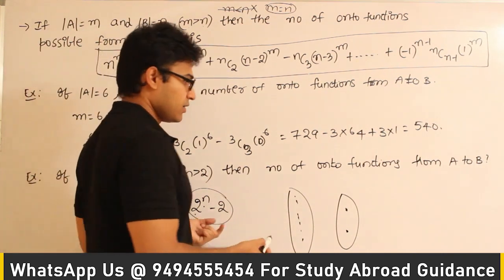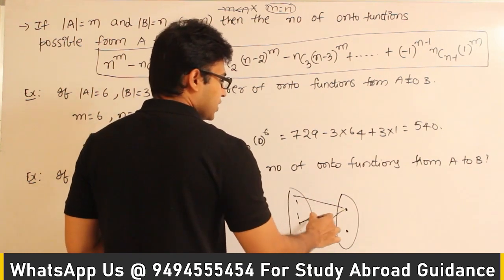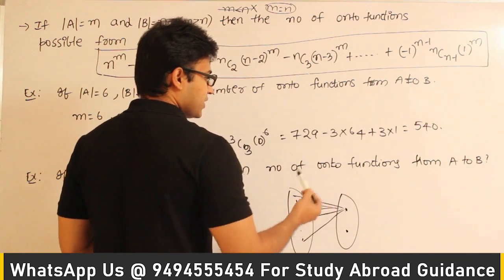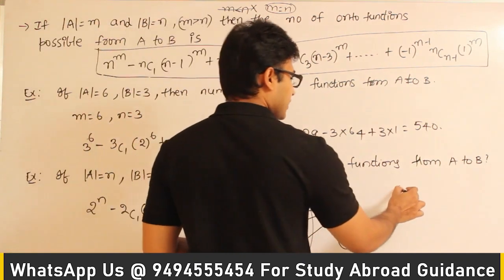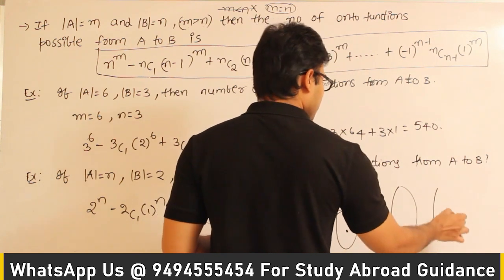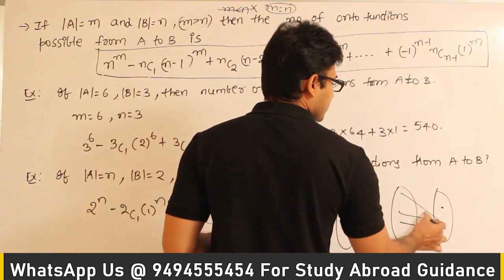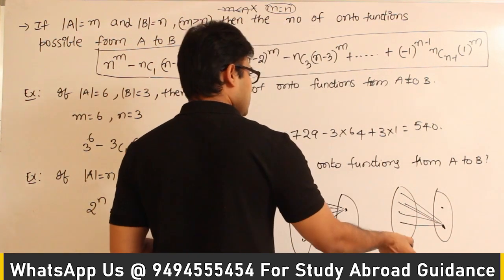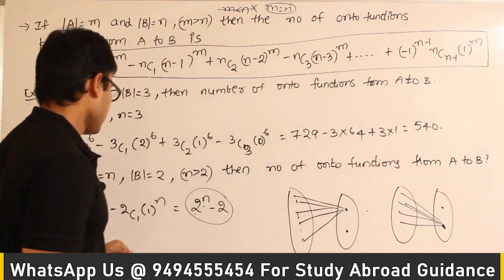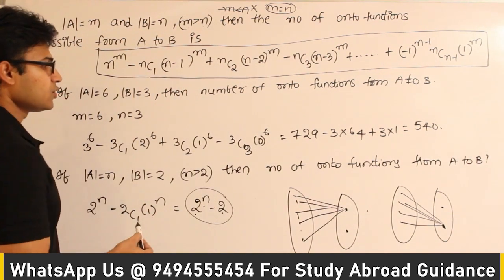Can you guess what they are? One function will be, all the elements will be mapping to the first element. This is one function which is not going to be onto. And what about the other one? The other one is all the elements will be mapped to the second one, like this, right? So these are the 2 functions which are not onto. Therefore from the total number of functions, which is 2 power n, we have to subtract 2. Okay.